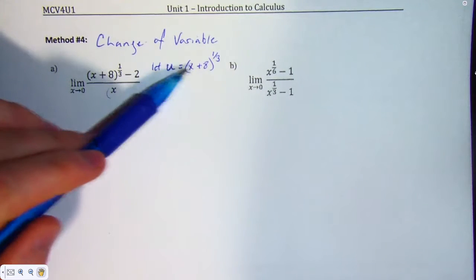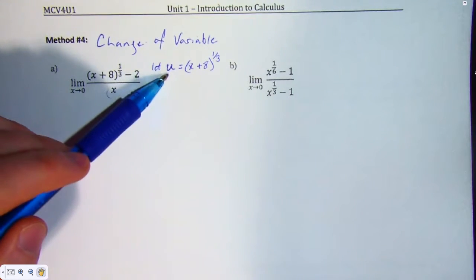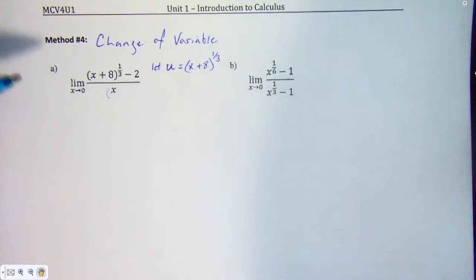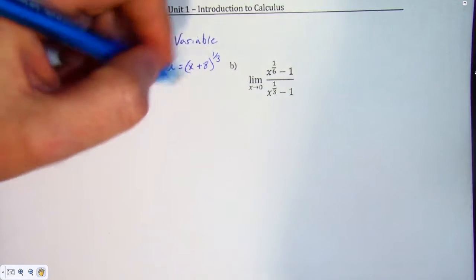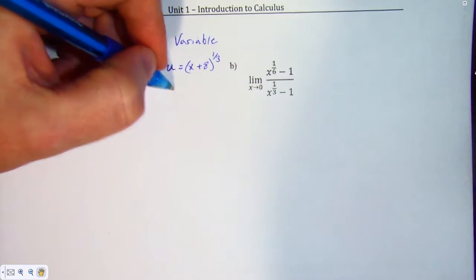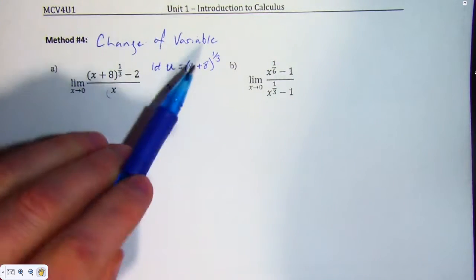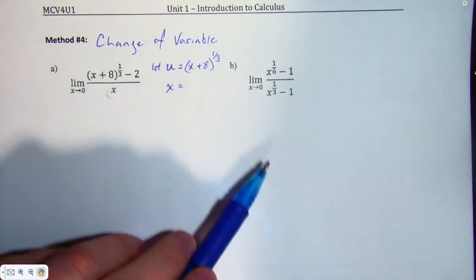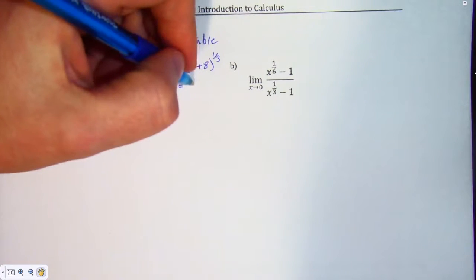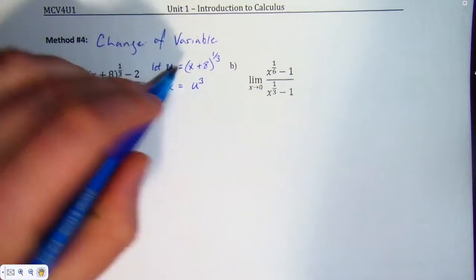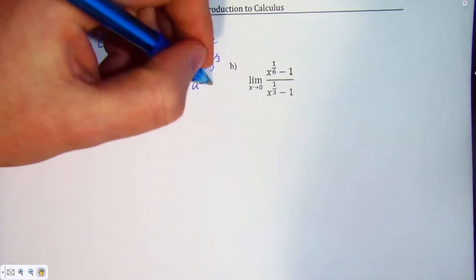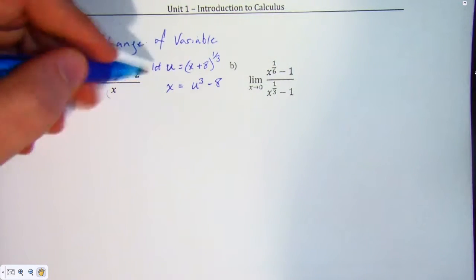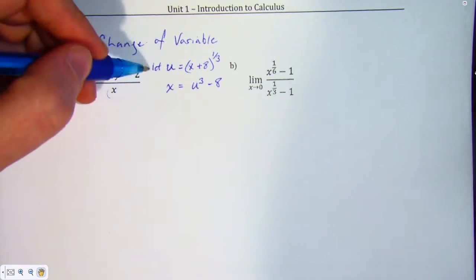So once you've figured out what you're going to let your new variable equal, you have to go back and figure out what the old variable would equal. In this case, what would x equal? If we take this expression and isolate the x, you're going to have to cube it to get rid of that 1/3, so you're going to have u to the power of 3. And then you've got to get rid of the plus 8, so you're going to subtract 8. Okay?